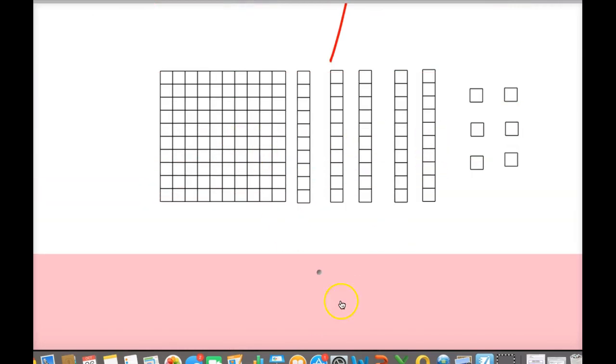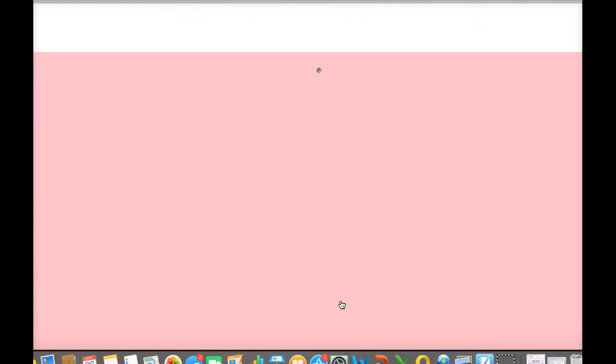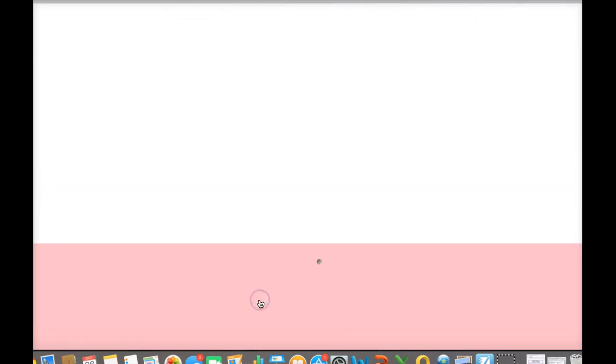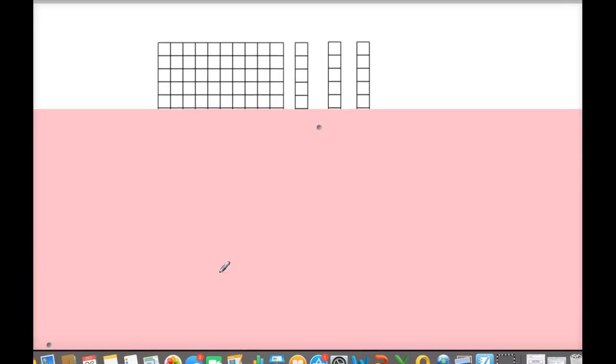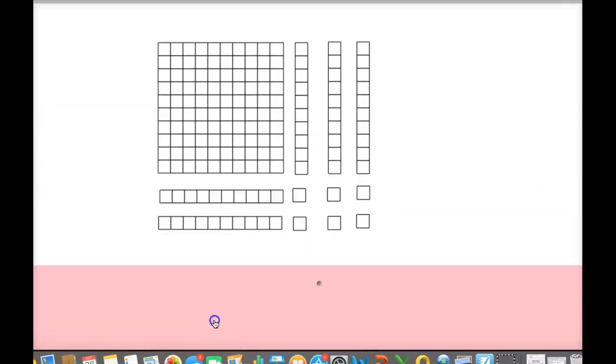So I have my 156 right here. And if we go down, goodness, it's far down here. Okay, so 156 right here. I remember I want this to be the amount of my divisor, which is 12. And then going across, I have how many? 13.